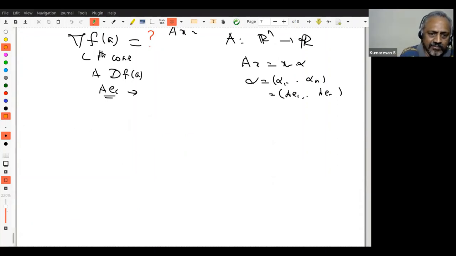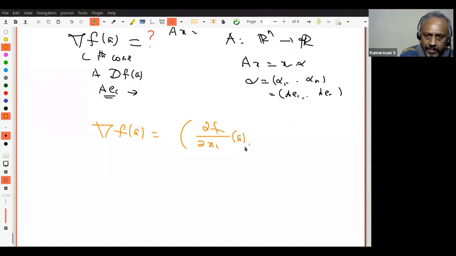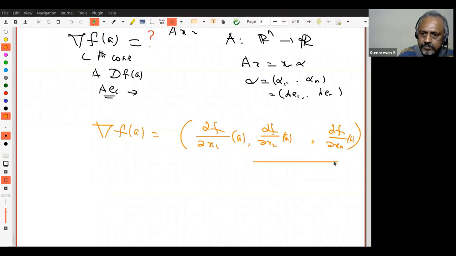Therefore, the gradient vector del f at a is the vector del f by del x1 at a, del f by del x2 at a, and del f by del xn at a. Therefore, we have found a formula for the gradient, in terms of the partial derivatives of f.